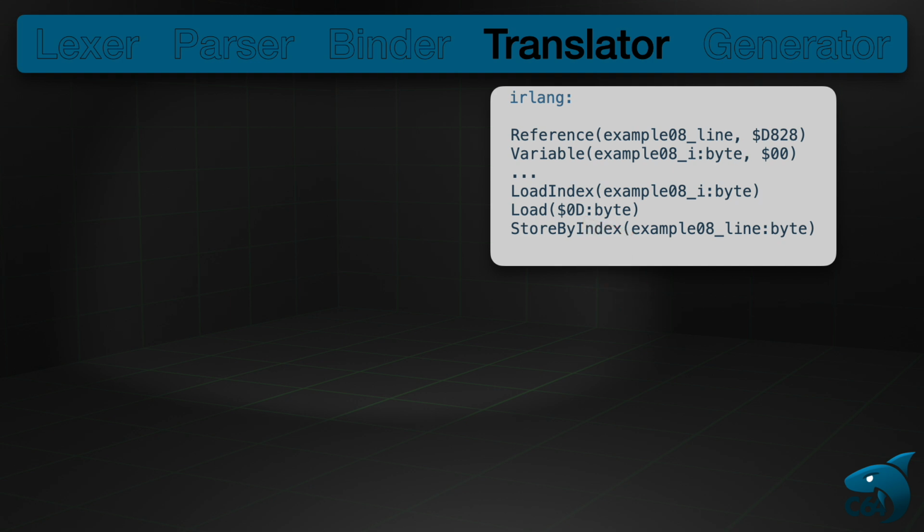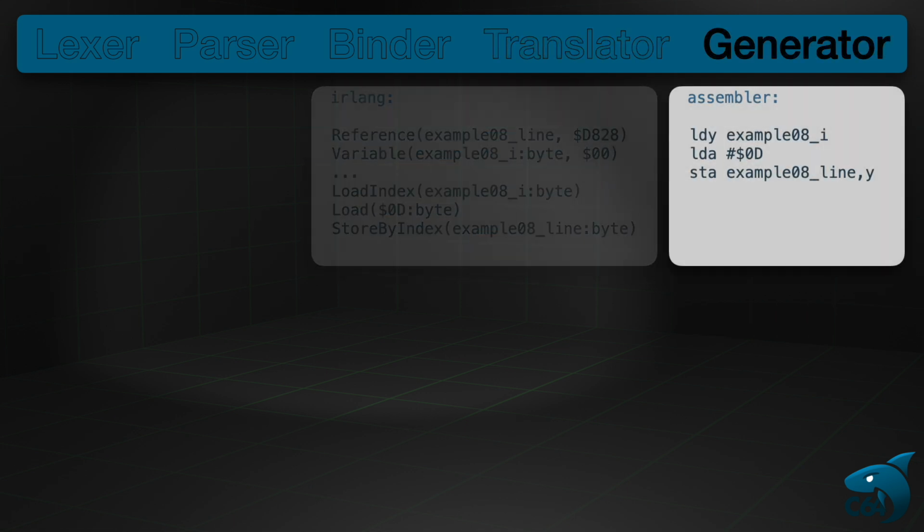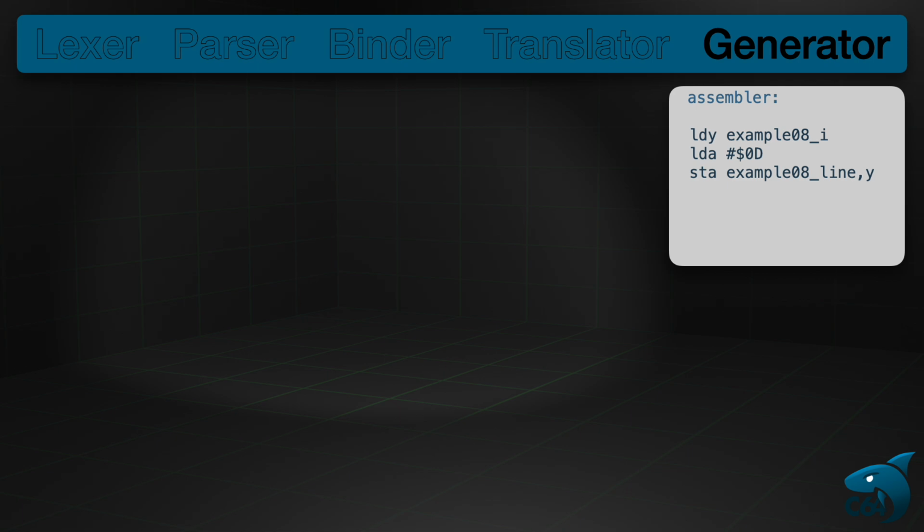Lastly, the program fragment is passed to the generator. It then generates the bytecode from the program fragment. So that is what the use statement looks like in the sharkC64 language.